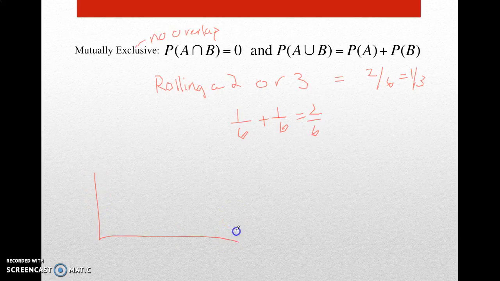In a Venn diagram, there's no overlap. You could roll a 2 or you could roll a 3. There isn't an intersection there.